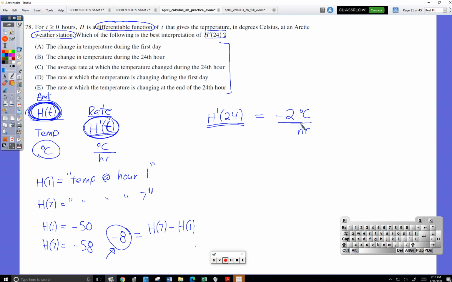The temperature is changing -2 degrees Celsius per hour. Perfect. At 20 times 24. Very good. So at hour 24, the temperature is decreasing by 2 degrees Celsius every hour. That's what that means. The only thing they don't give you is the number. So can you tell which of these sentences says what you just said?